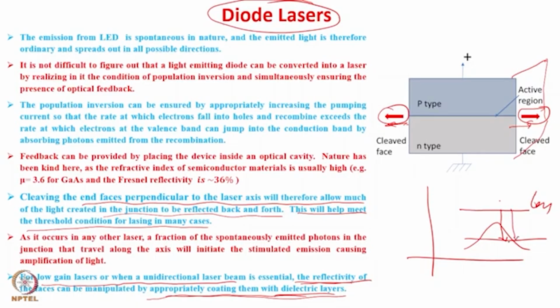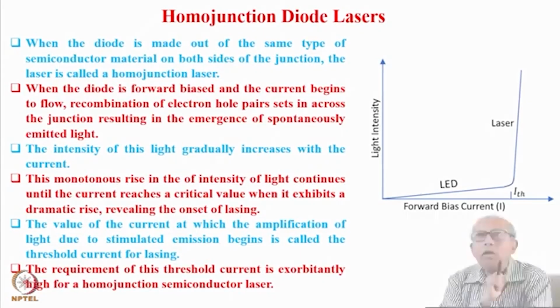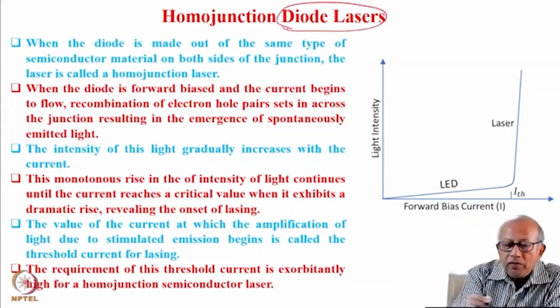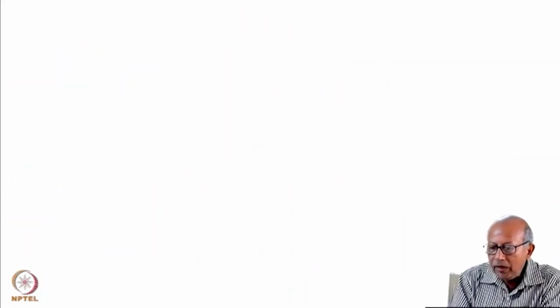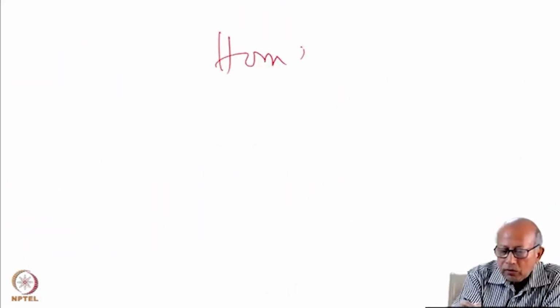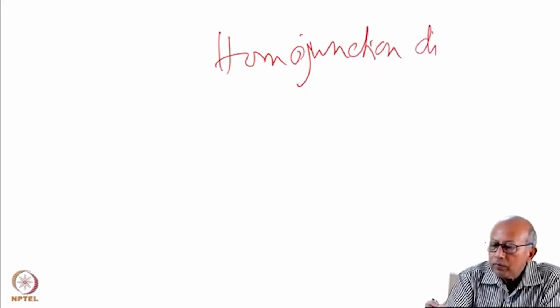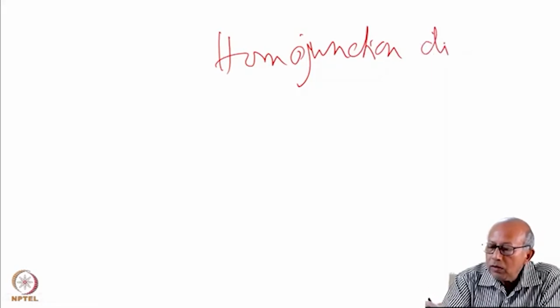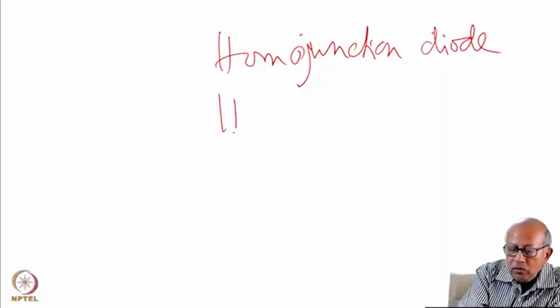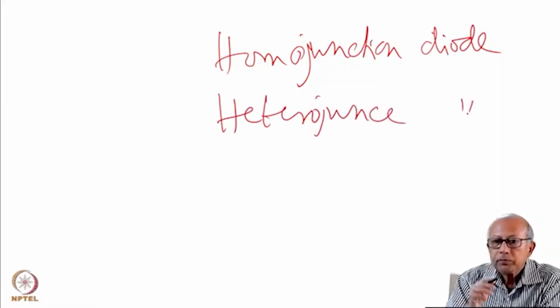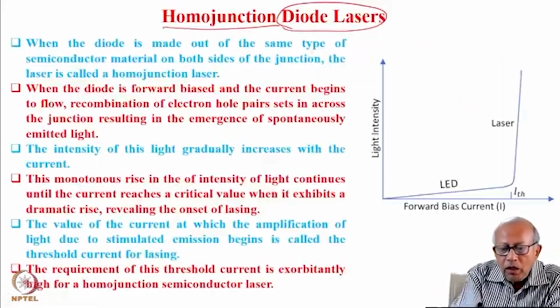So with this knowledge on the working of a diode laser, we can now focus on two specific types of diode laser, that is a homojunction diode laser and a heterojunction diode laser. So what is a homojunction diode laser?